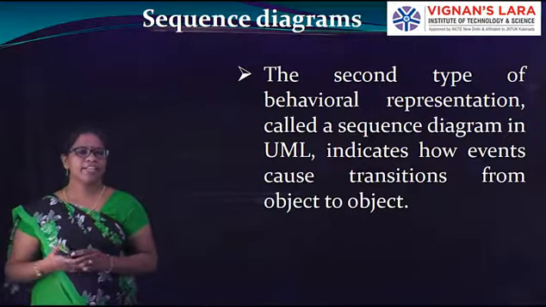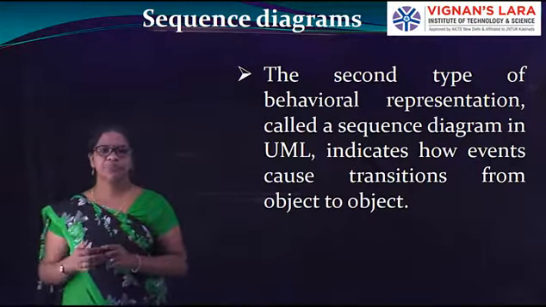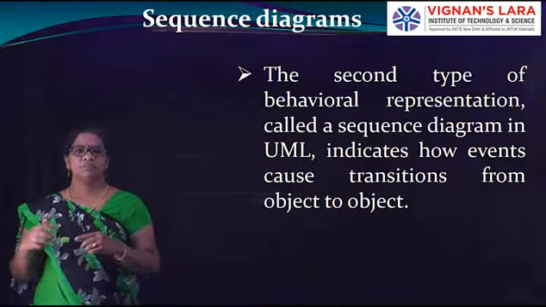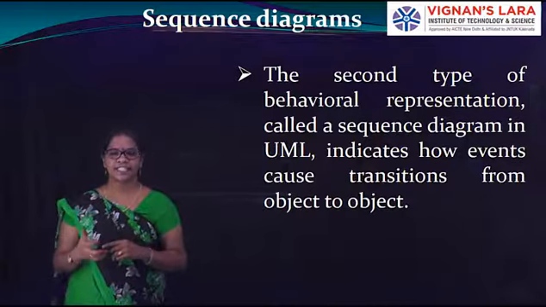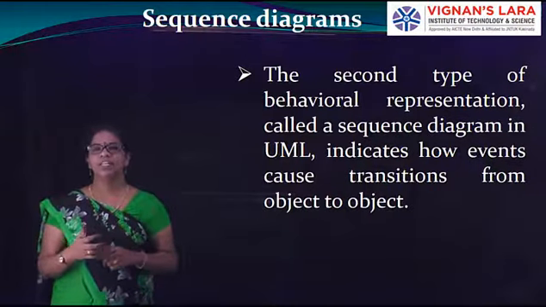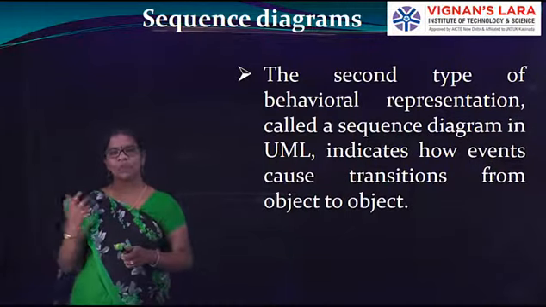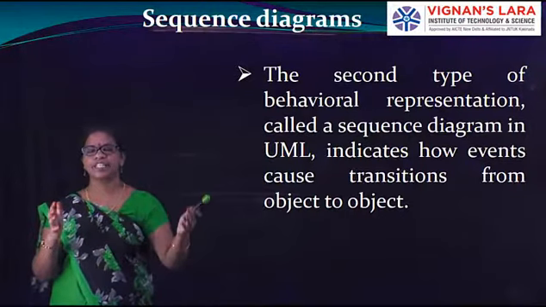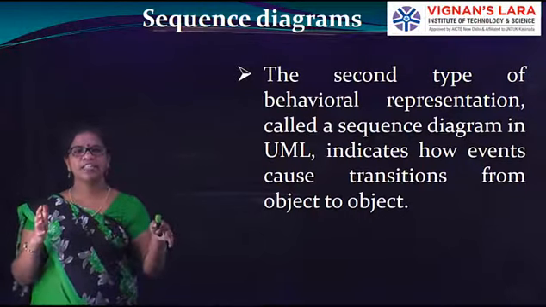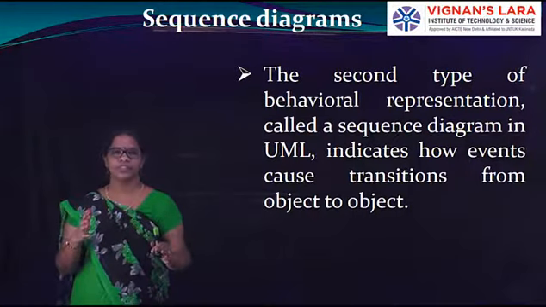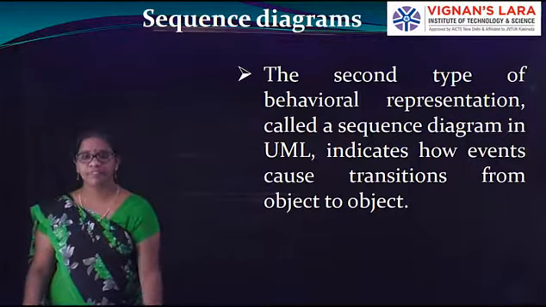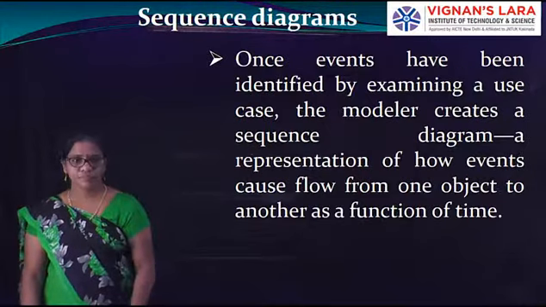So the sequence diagram is a behavioral representation, called a sequence diagram in UML. It indicates how events cause transition from one object to another object. In the state diagram, we have seen the events occur from state to state. Here in the sequence diagram, when the event occurs, how it changes from object to object. That is the difference between the sequence and the state diagram.